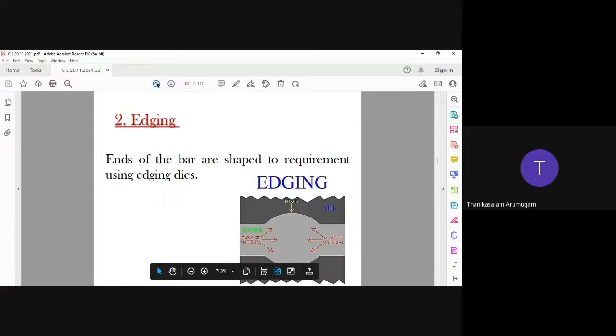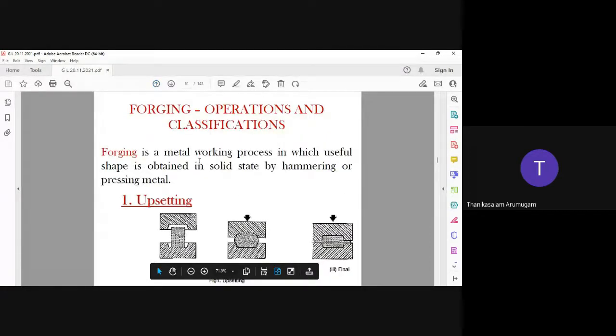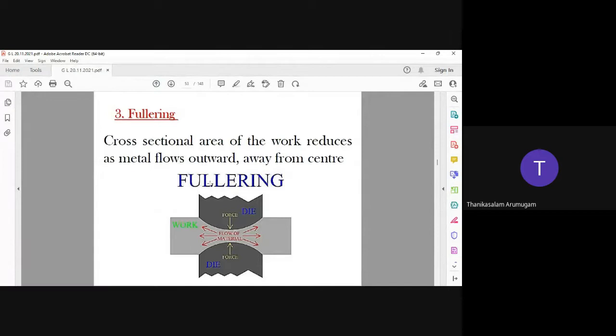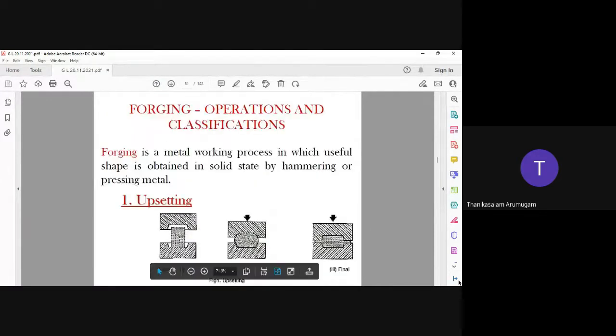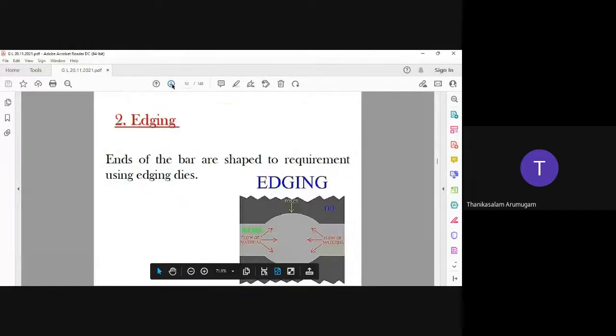First operation, upsetting. Upsetting means applying the force to the metal. When working the metal into a shape, a die is used to directly apply the force. Then edging: the ends of the bar are shaped into the required form using edging dies.